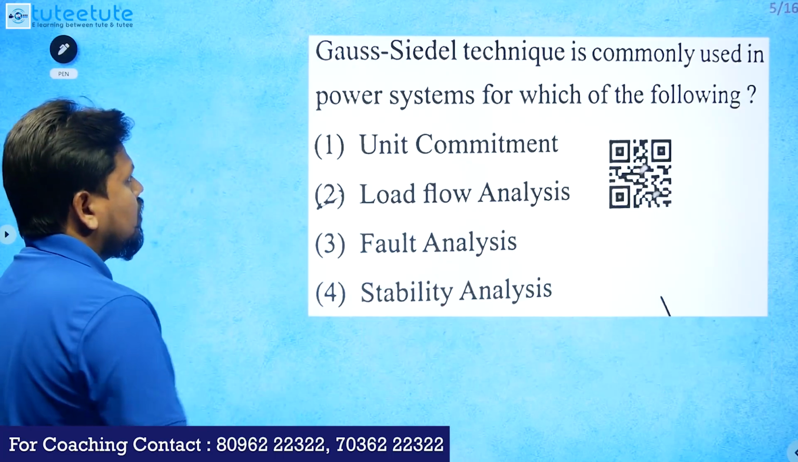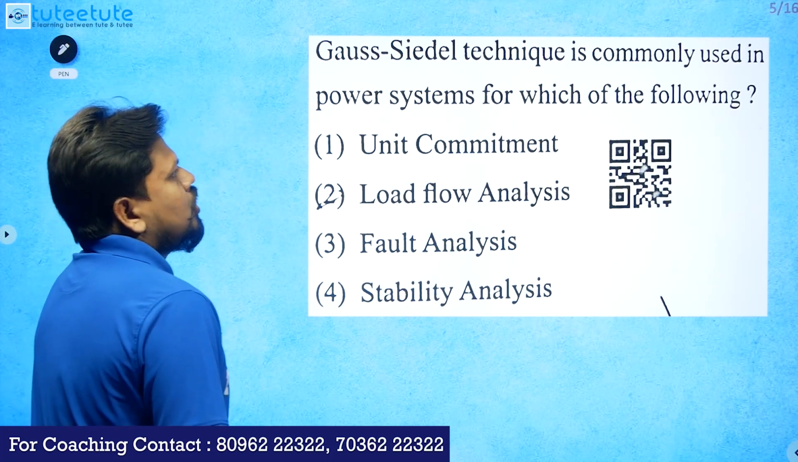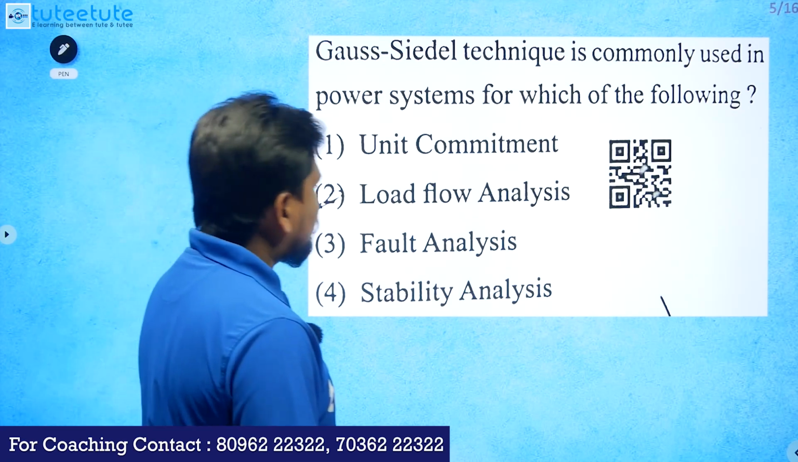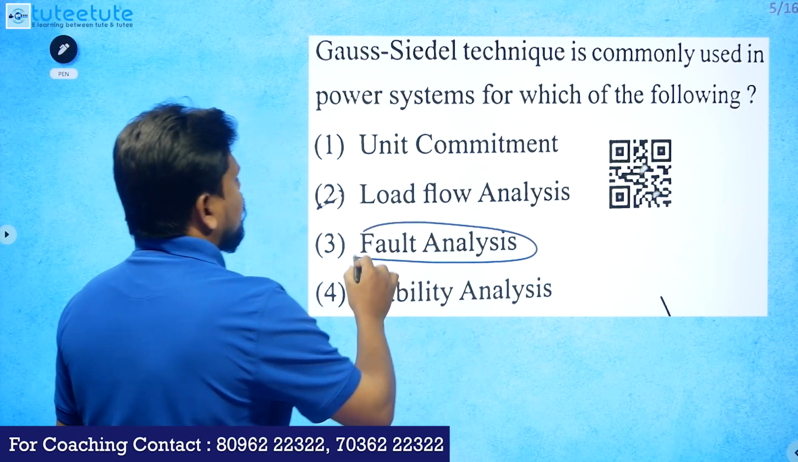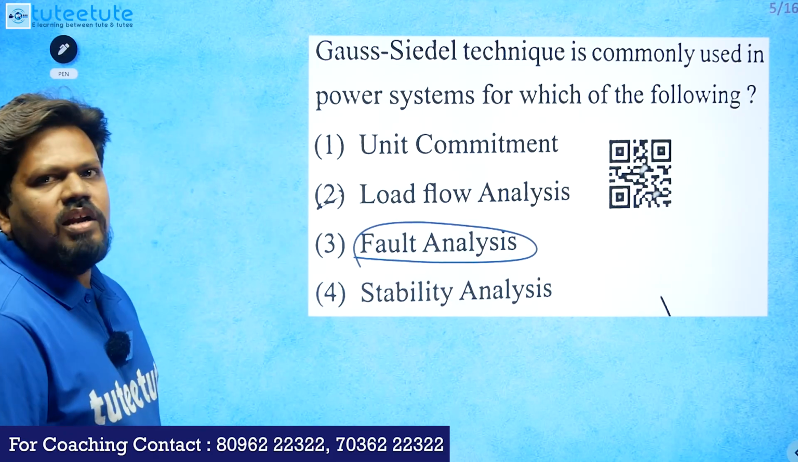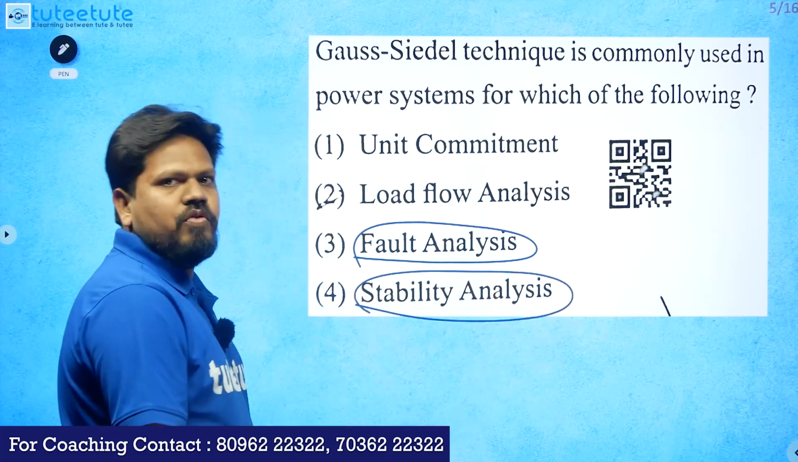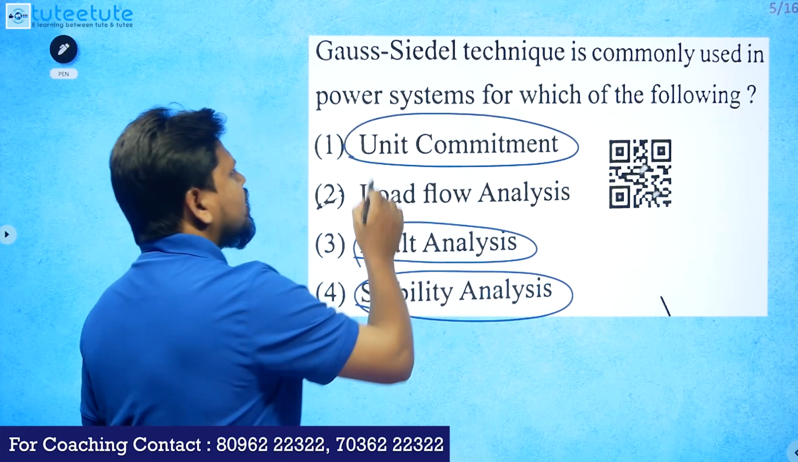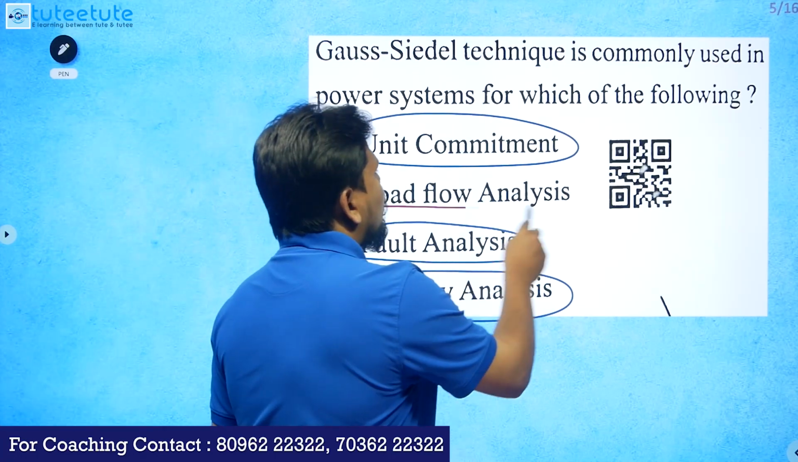Next, Gauss-Seidel technique is commonly used in power systems to which of the following? So Gauss-Seidel method, no need to even check. For the fault analysis, what we have used? We didn't use Gauss-Seidel method. For the stability analysis, equal area criteria we have preferred. For unit commitment, what we have done? We have not used these methods, right? So for what? Load flow analysis.